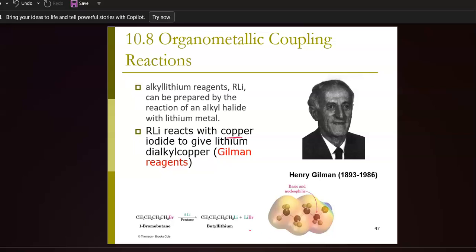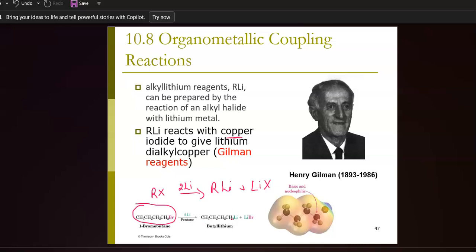How do we prepare a Gilman reagent? First you take an alkyl halide, which is the most important reagent. It could be any R group, so we have RX, and we treat it with lithium first. Two equivalents of lithium are needed, and the first step creates an organolithium compound, taking away the X atom. For example, here bromobutane is reacted with 2 equivalents of lithium.